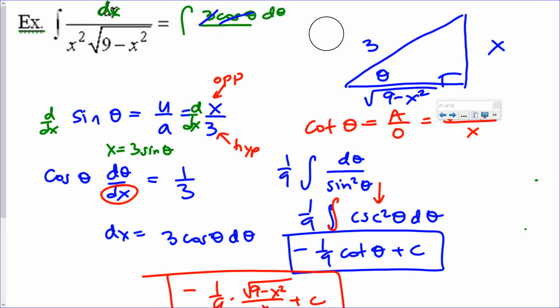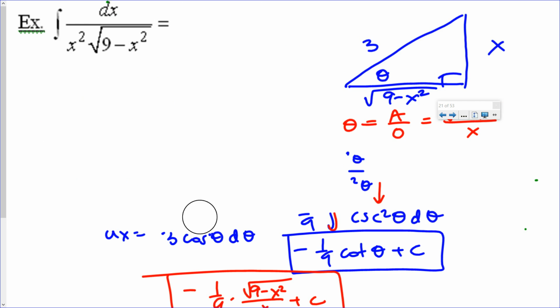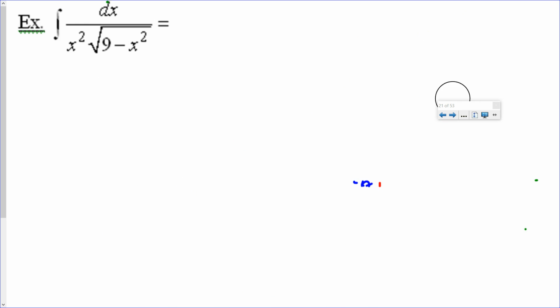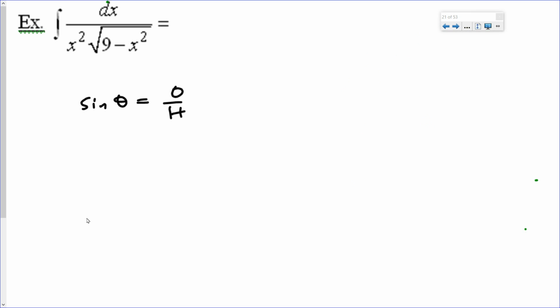Okay, let's go ahead and do a problem and see where we're at. Actually, let me do a quick review just to make sure you're comfortable with this. Sine theta is equal to, in geometry, opposite over hypotenuse. Cosine theta is equal to adjacent over hypotenuse. And tangent theta is equal to opposite over adjacent. You agree with that? I memorized SOHCAHTOA, but I never memorized the opposite.